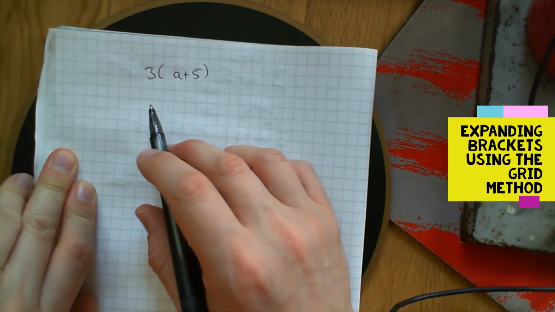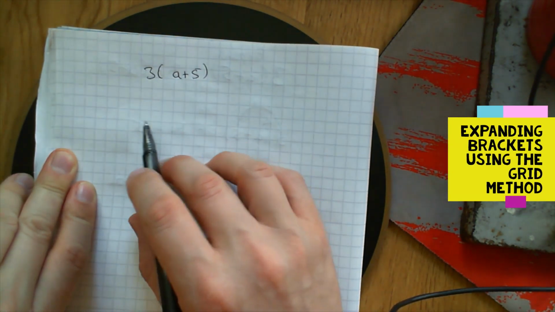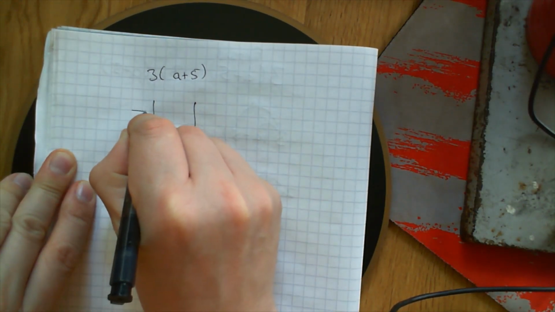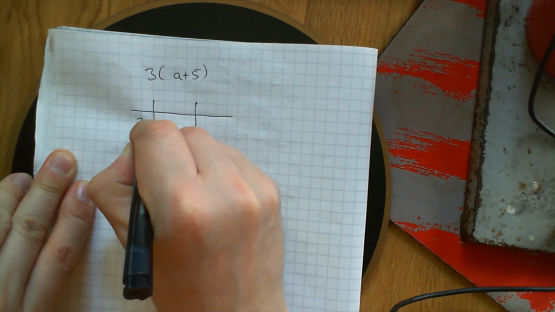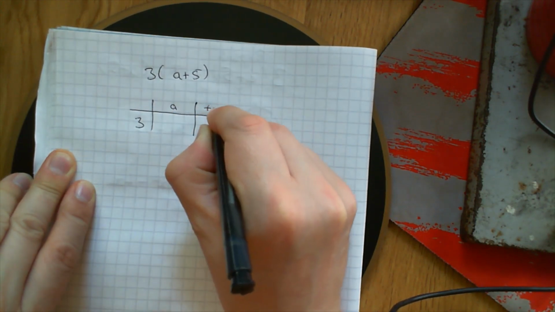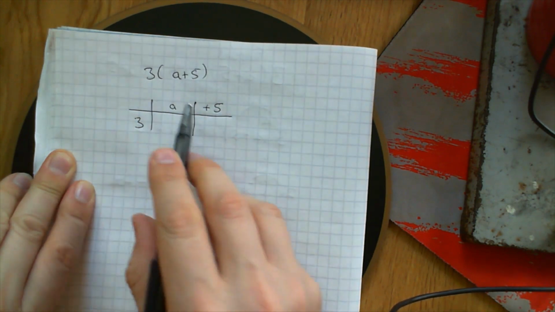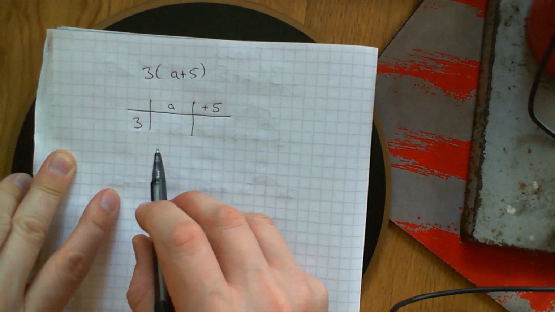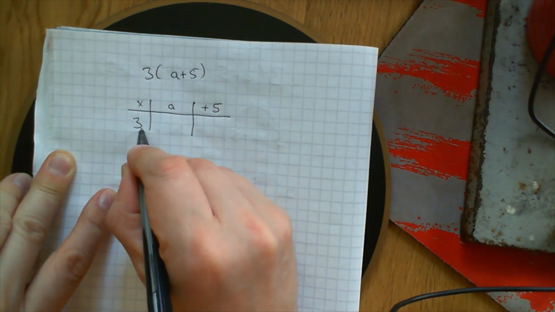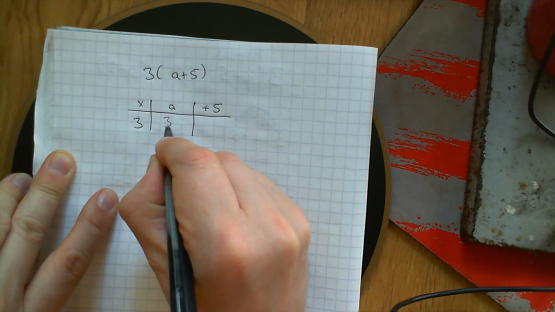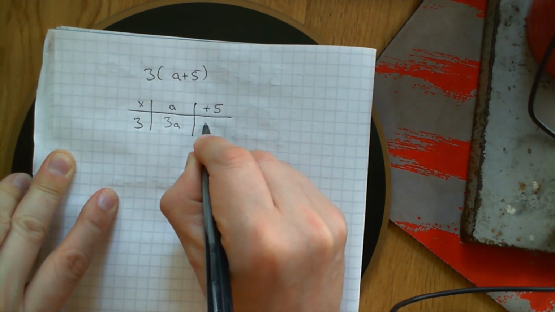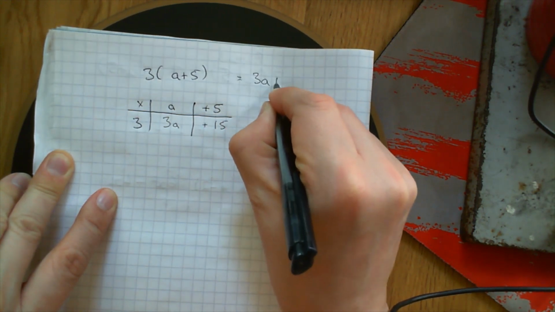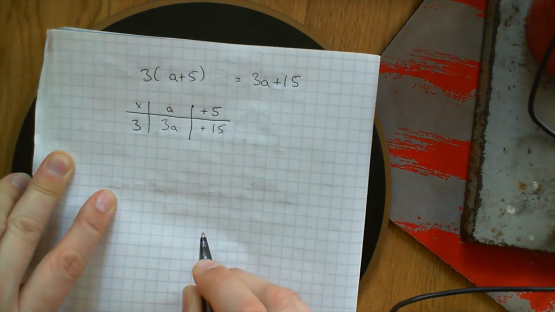Okay guys, so I'm going to show you method 2, which is using a grid method to do this. The first thing we would do is set up our grid. I'm actually going to use this later on for doing some quadratic brackets, so that's when we have 2 brackets rather than just the 1. It's definitely worth getting used to this style because it can help you. Remember, we're multiplying, so it's 3 times A is 3A, and 3 times 5 is 15. So my answer is the same again, 3A plus 15.